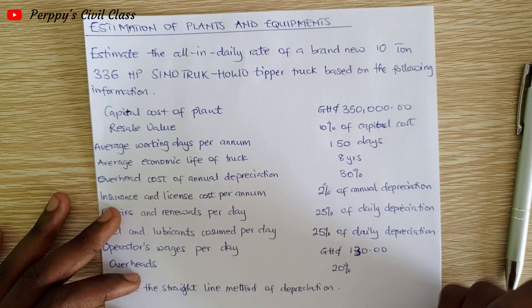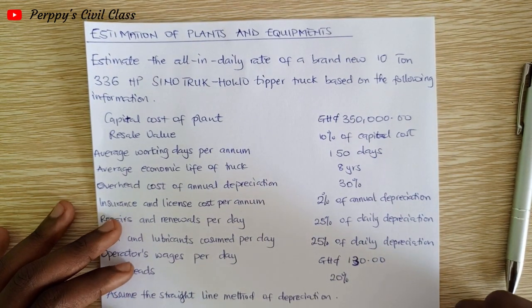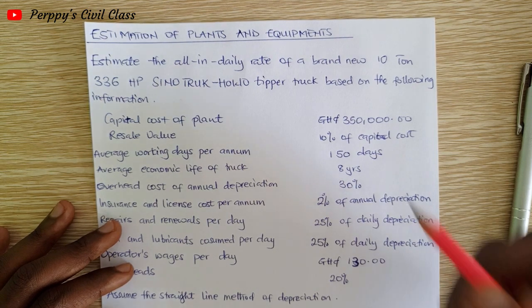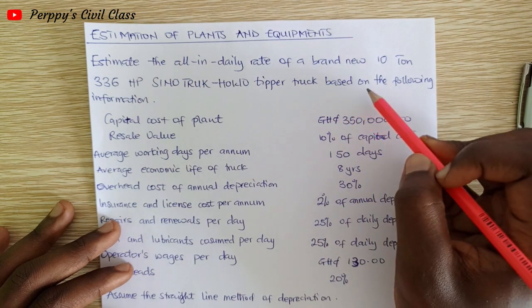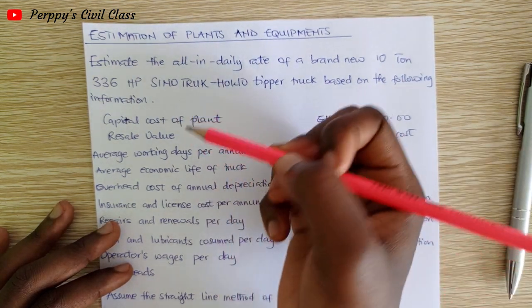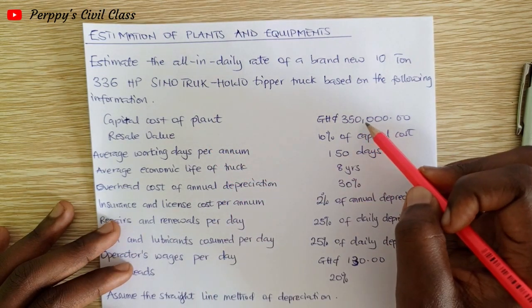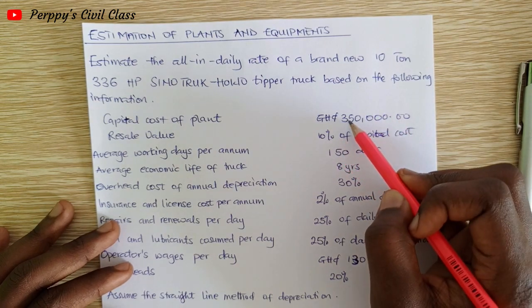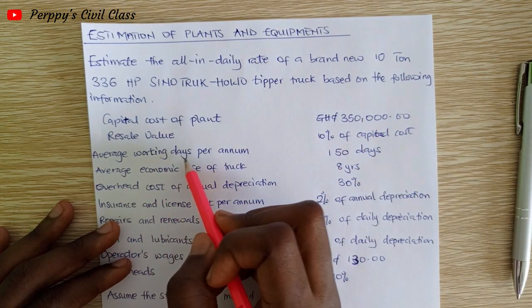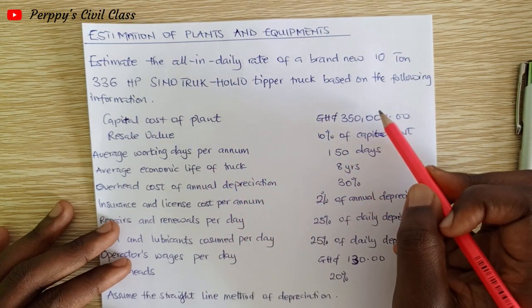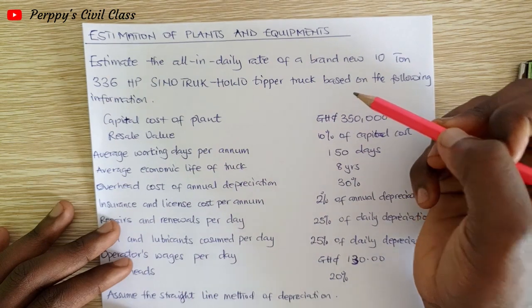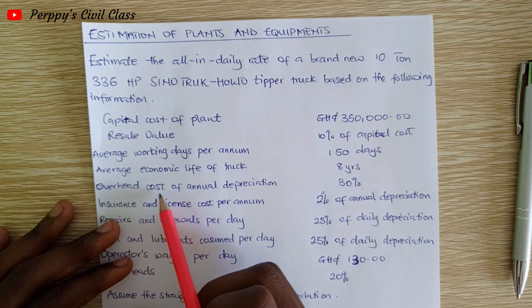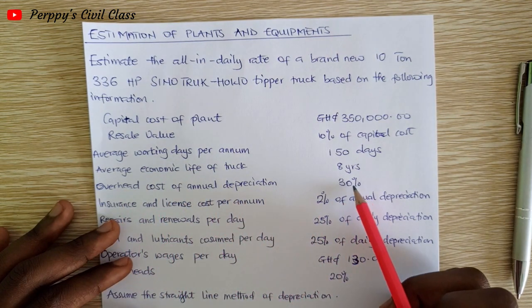Today's question says, estimate the all-in daily rate of a brand new 10-ton 366 HP Sinotruk Howo tipper truck based on the following information. The capital cost of the plant is 350,000 Ghana cedis. The resale value is 10% of the capital cost. The average working days per annum is 150 days. The average economic life of the tipper truck is 8 years. The overhead cost of the annual depreciation is 30%.